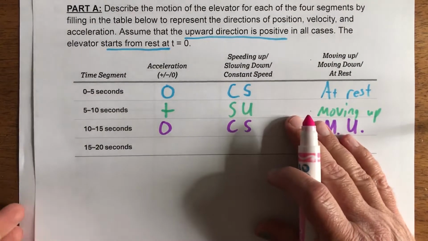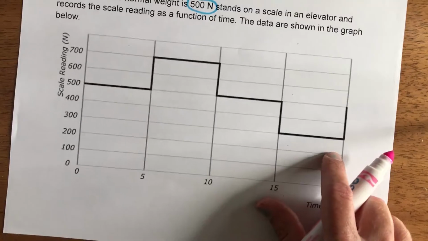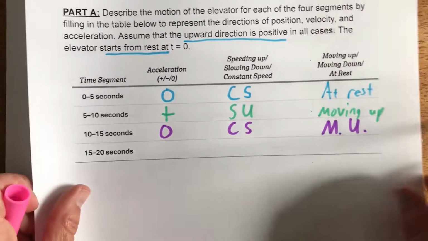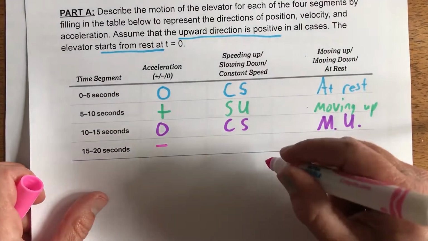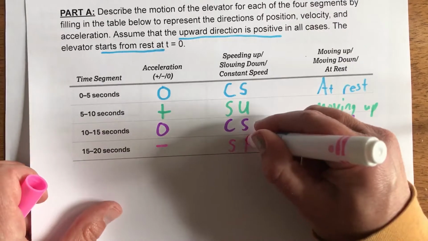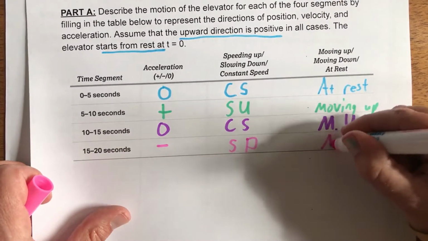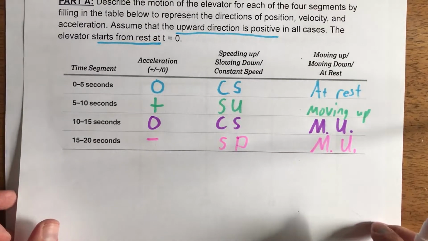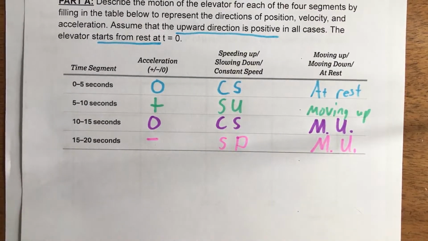And so then last, the 15 to 20 seconds right here, we can see that we have a negative acceleration because the scale reading is less. So acceleration is negative, which means if we're moving up and we have a negative acceleration, then we are slowing down. But again, we are still moving up. We have not yet had a chance to reach rest.